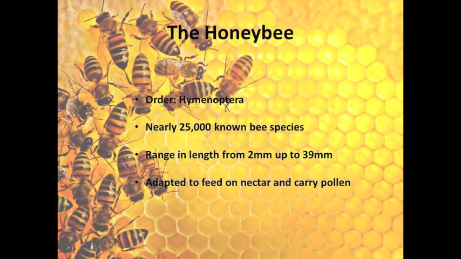They range in size from tiny stingless bee species that are less than 2 millimeters long, to the largest species of leafcutter bee, whose females can attain a length of 39 millimeters. Bees are adapted for feeding on nectar and pollen.